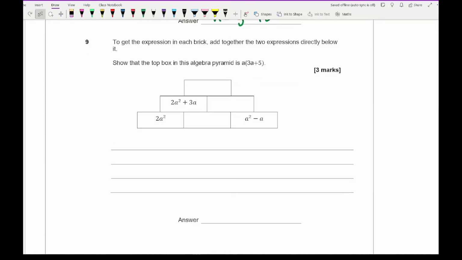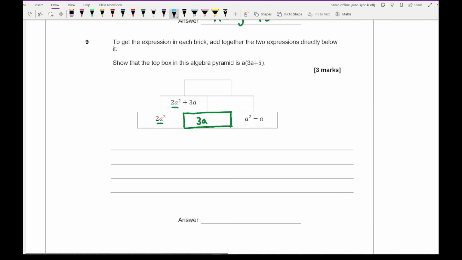And then moving on to our final question, which is question 9. It says to get the expression of each brick, add together the two expressions directly below it. Show that the top box in the algebra pyramid is a(3a plus 5). So let's start off by working out this bottom brick. If I've got 2a squared and I want 2a squared, then the only thing I need is this 3a, so this block here must be 3a.